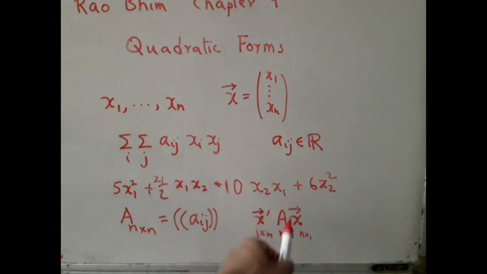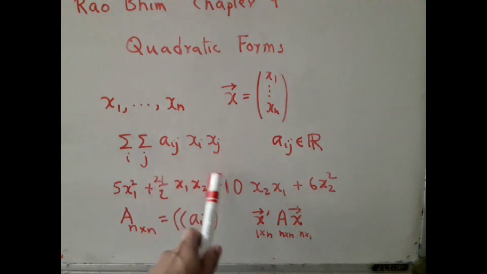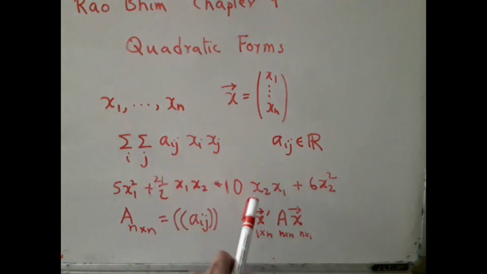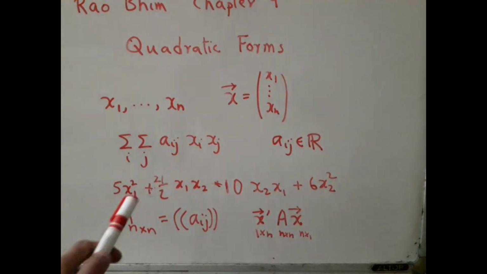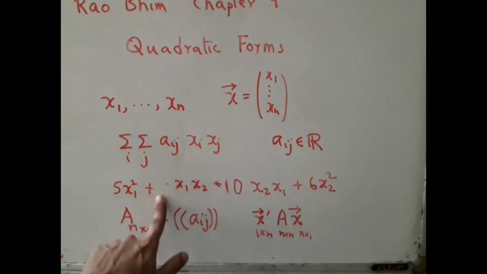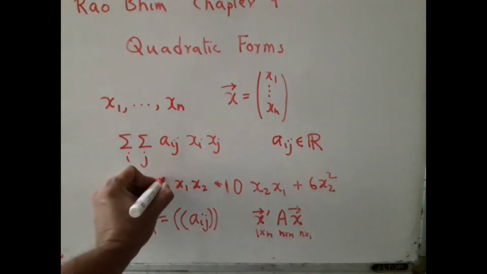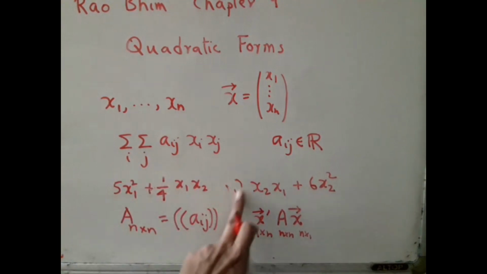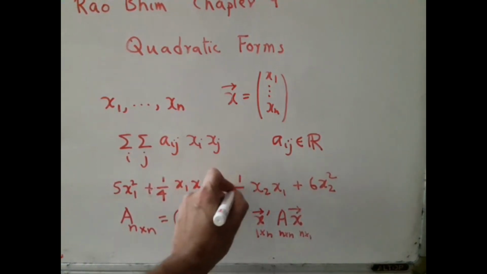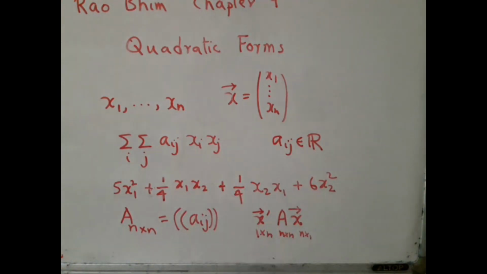Now in order to get a unique matrix, we need to put some further restriction, and the standard restriction is that we split up the coefficient equally between x1x2 and x2x1, in general between xixj and xjxi. So in our case the total was just half, so I will make this 1/4, that is half of half, and this the remaining 1/4. That way my matrix A will be symmetric, and this matrix is now uniquely determined by the quadratic form.